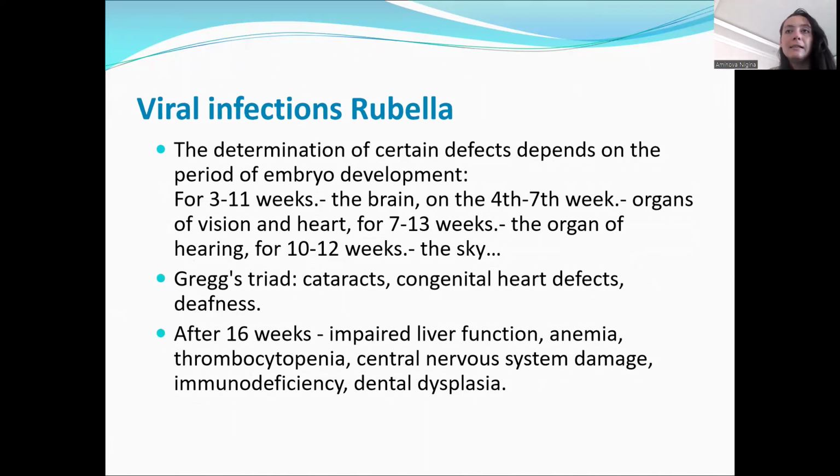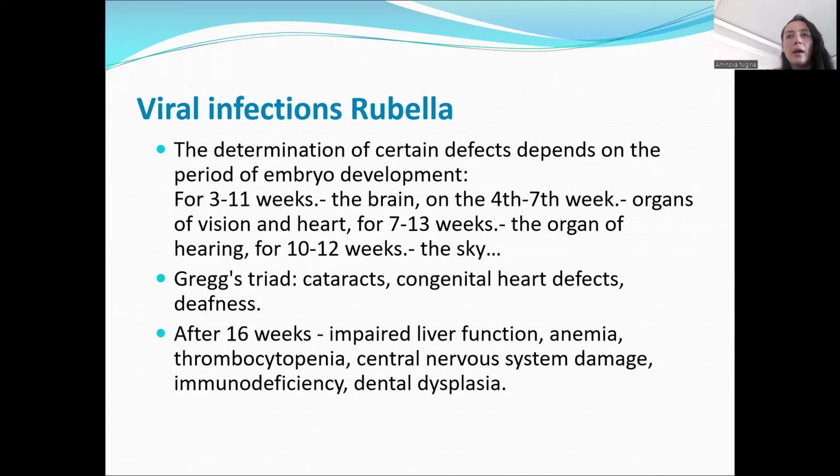And you can easily connect it with a mnemonic, like a person who falls in love. What does it mean? If someone falls in love, this person loves with the heart, and he is not able to hear someone or look at someone else. So in the Gregg triad also you can see cataract, congenital heart defects, and deafness, which is characteristic of the person who falls in love. So you can easily remember it.